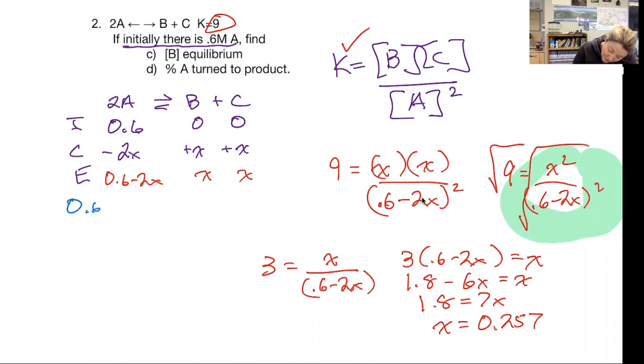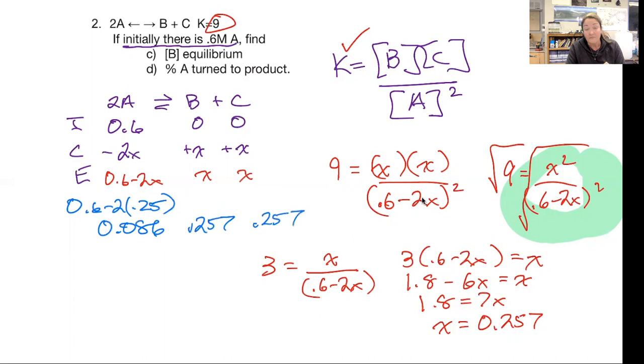Now that I have that, I can plug it back in to get all my final concentrations. For A, 0.6 minus 2 times 0.257 equals 0.086. My equilibrium concentration of B is x, and C is x. So at equilibrium, B is 0.257.